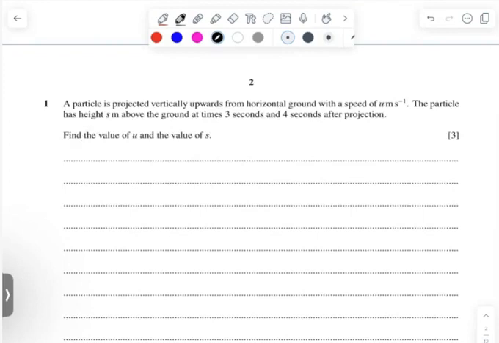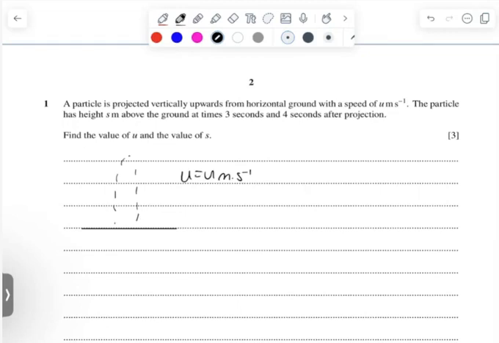Okay, our first question is a particle is projected vertically upwards from the horizontal ground with a speed of u. Okay, so we're looking at projectile motion, and these are going to be our SUVAT equations. So our initial speed is u meters per second. The particle has a height of s above the ground at 3 seconds and 4 seconds after the projection.